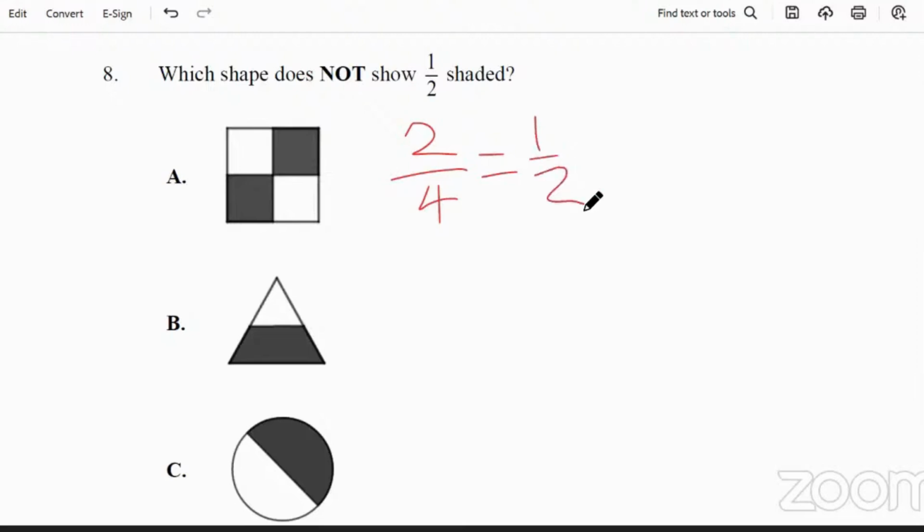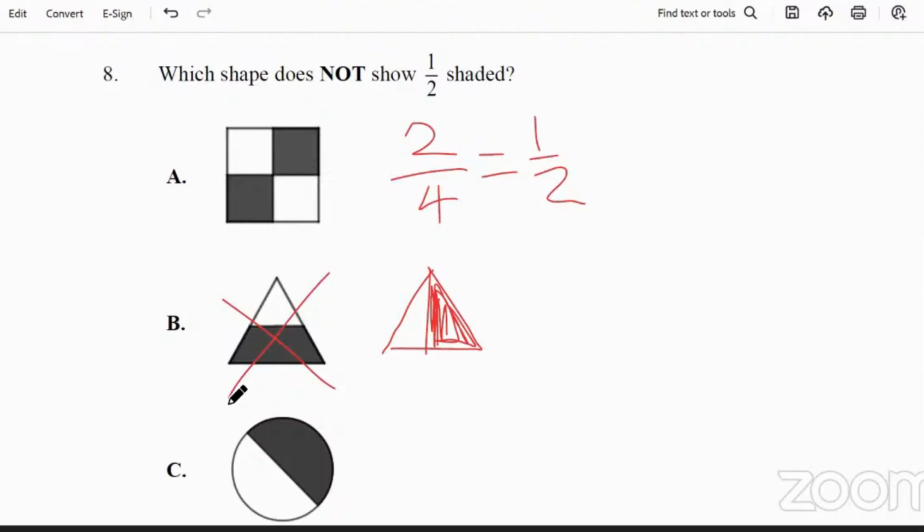Okay, now let's look at B. B is a triangle and they've split it into 2 parts. Now the key to note here is that the way they have divided this, it does not give us half. Yes, it has 2 parts, but for it to be half, both sides need to be equal. So in order for them to have made it equal, it would have been better to have separated this way, okay? And then shade one section. That would have been half. This does not represent half.